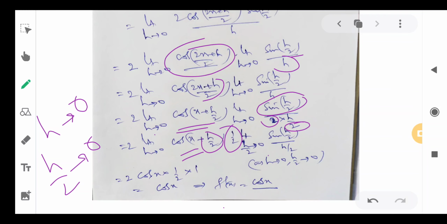We know that limit x tends to 0 of sin x by x is 1 only, so this whole becomes 1. So it is 1 by 2, and as h by 2 goes to 0 we get cos x here. Therefore, 2 already is there: 2 into cos x into 1 by 2 into 1. So the 2 gets cancelled and only cos x remains. Therefore f dash x is cos x. Finally, the derivative of f of x equals sin x is f dash x equals cos x. Hope you understood. We'll stop here.